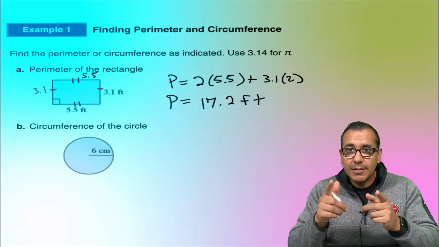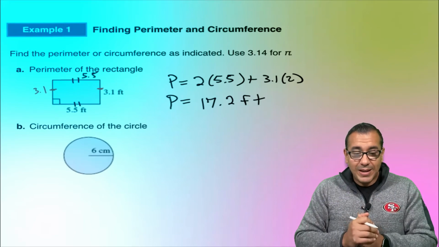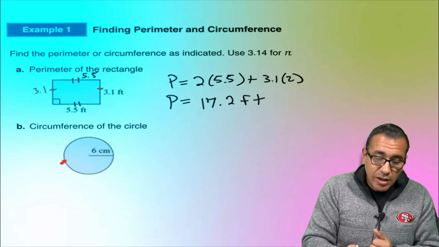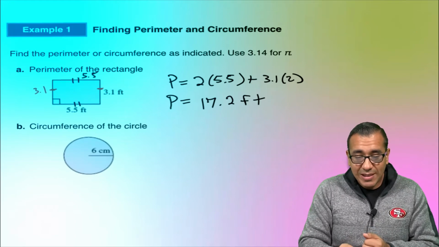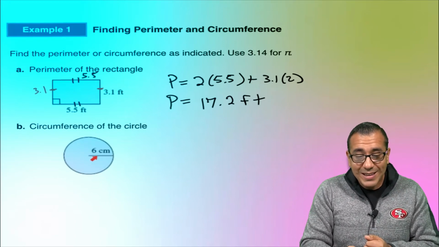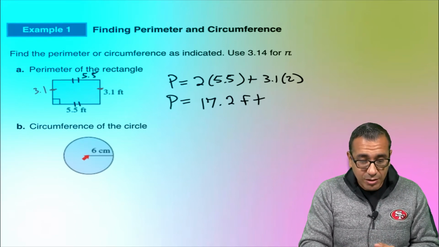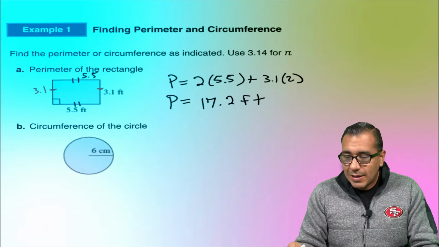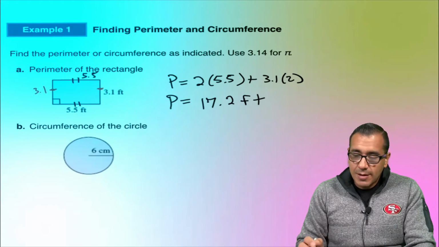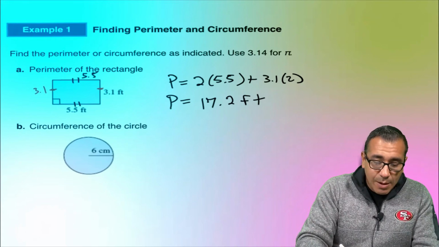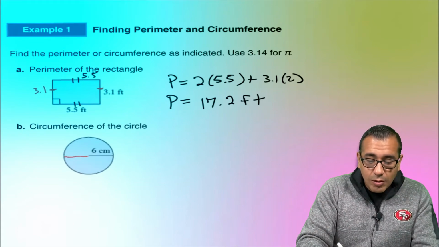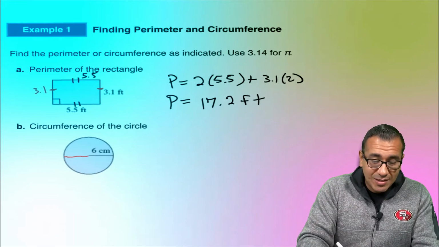All right, make sense? Good. All right, now let's look at our circumference problem. Notice they're giving us the radius here, right? The distance from the center to one point on the circle. So if the radius is 6, then you know that the diameter, if I were to go all the way across, I would add another 6, and so the diameter is 12.